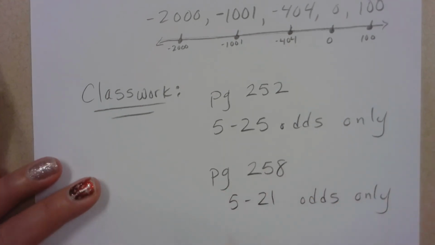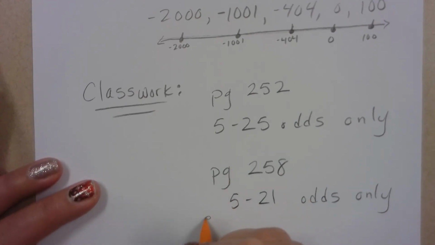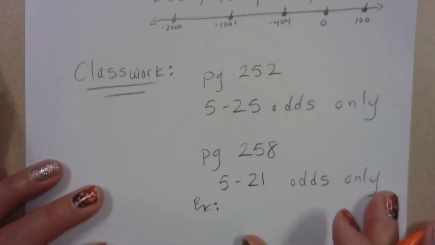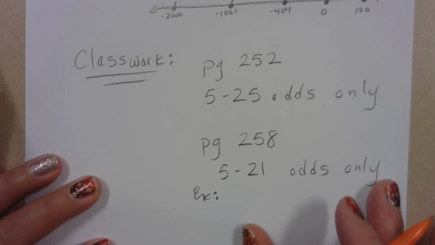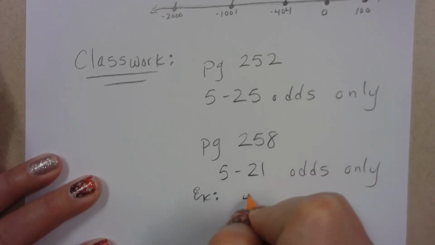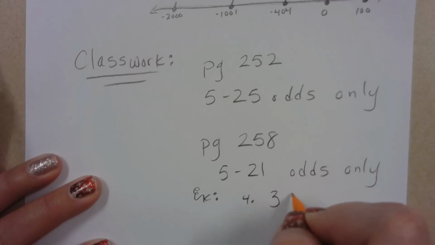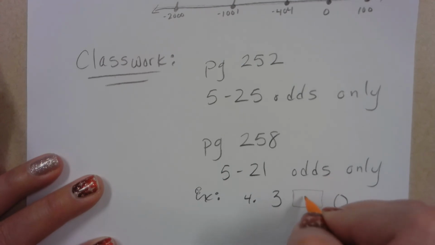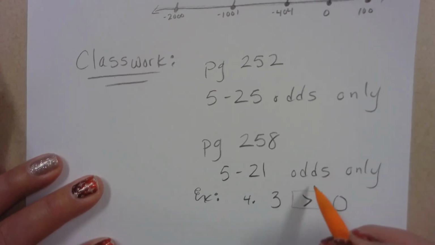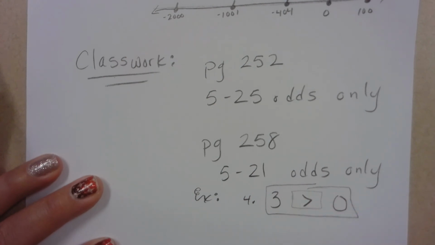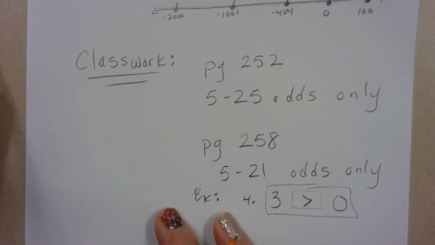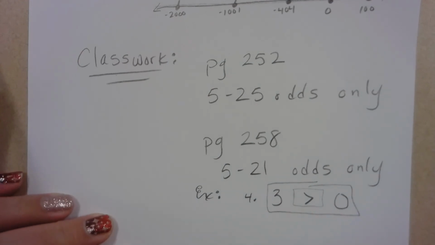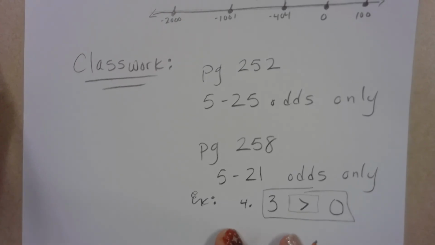Now remember, just really quick, I'm going to give you an example for this homework right here on page 258. When it says to compare, like for number 4, for example, it says 3, and then there's this yellow box, and then it's 0, right? I want to see that. I want you to write both the numbers and the symbol. Don't just write the symbol, because when we talk about it on Tuesday, I'm going to ask which one's greater, and you're not going to know because you don't have the numbers written down. So make sure you write the numbers down.